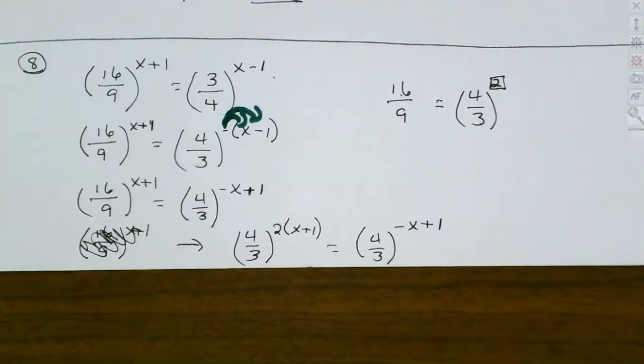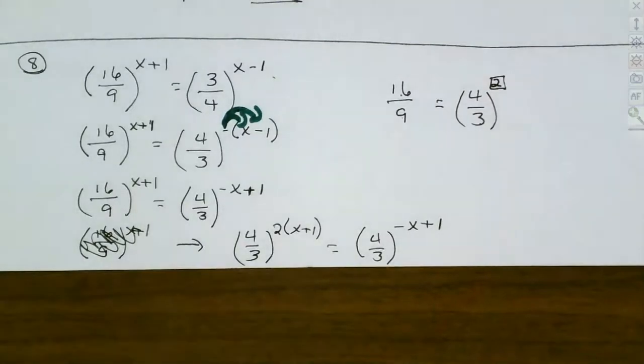Now, how can we finish it from here? Well, to finish it from here, what can we now do? Are the bases the same now? Yes, the bases are the same. So if the bases are the same, then what do we know about these exponents? The exponents must also be the same, right? So we can set them equal. And we can solve it.